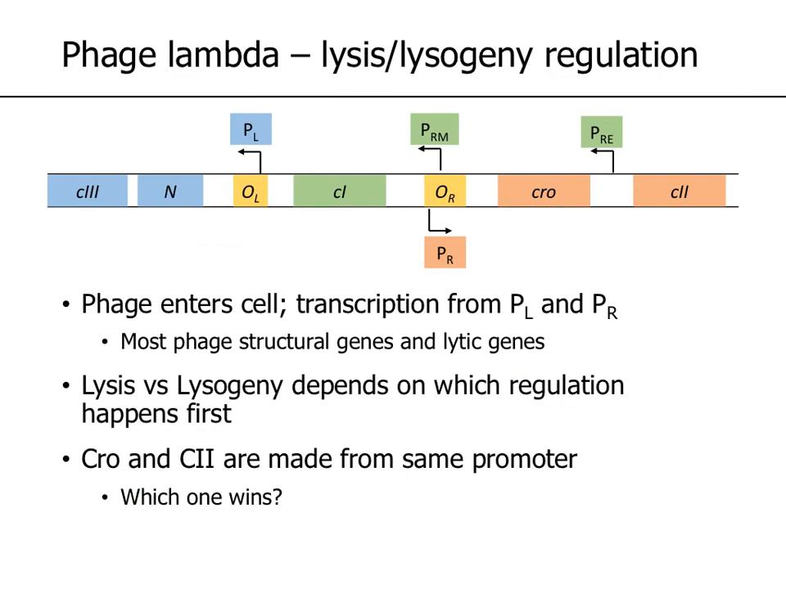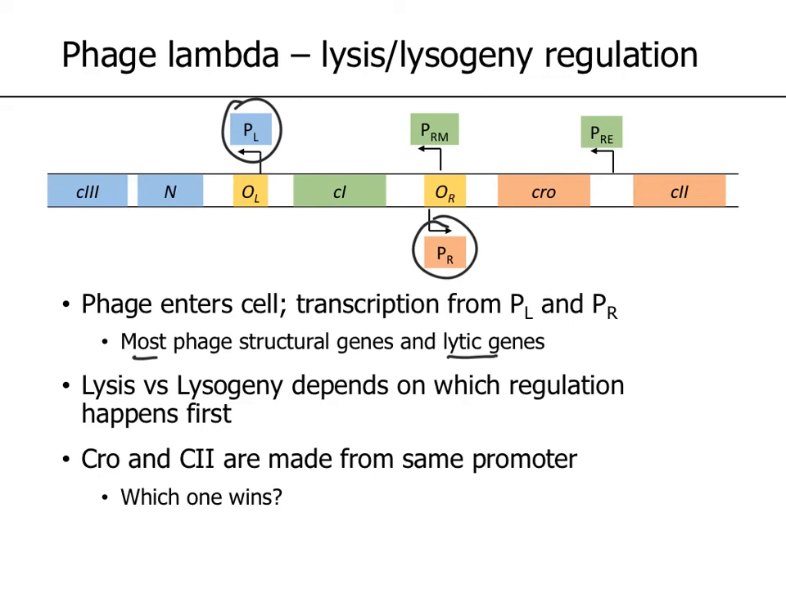Okay, so now let's just imagine the phage enters the cell. What happens is it's going to start with transcription from both PL and PR. As soon as it enters the cell, it busts open, gets its genome in there, and it's going to start transcription from both of these. These control most of the phage structural genes, including the lytic genes. So the decision between lysis versus lysogeny essentially just depends on which regulation happens first. It's kind of a race to see which happens first.